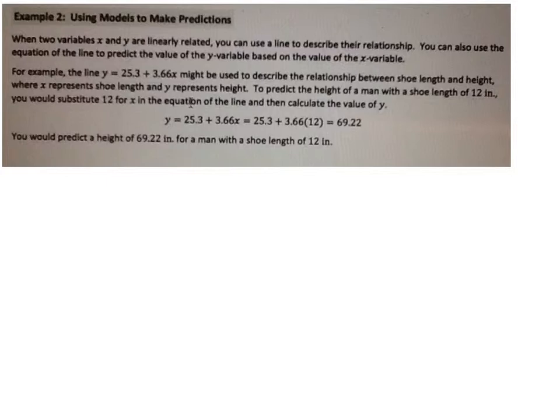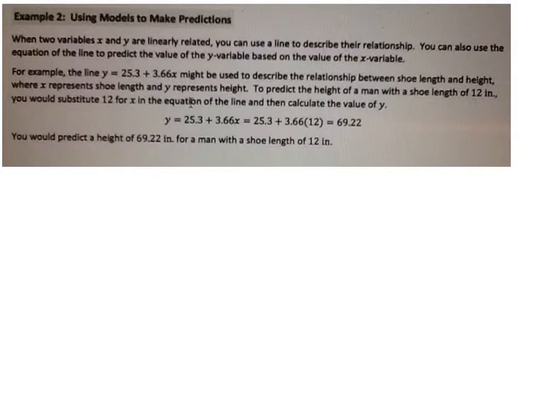Okay, looking at example 2, when two variables x and y are linearly related, you can use a line to describe their relationship. It's our model. You can also use the equation of the line to predict the value of the y variable based on the value of the x variable. We did this in lesson 13 a few times. For example, the line y equals 25.3 plus 3.66x may be used to describe the relationship between shoe length and height, where x represents the shoe length and y represents the height. And if you look at the graph of that, your x-axis would be your shoe length, and your y-axis would be your height.